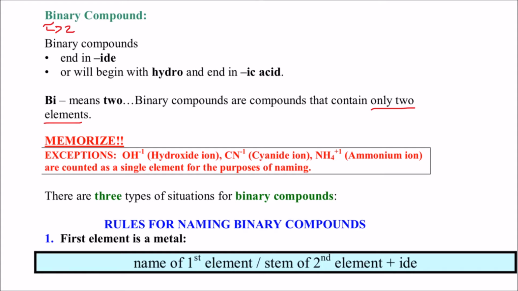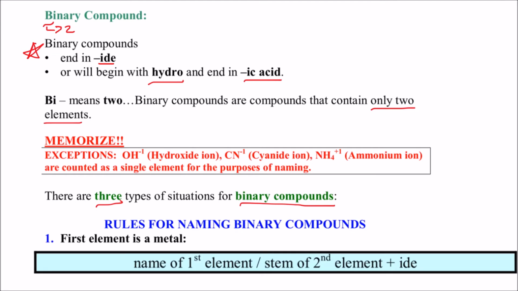Okay, and then here's kind of the rules for binary compounds. Every single binary compound will end with IDE, or it will begin with hydro and end with ic acid. There are 3 kinds of binary compounds that we're going to learn. In order to be successful in nomenclature, there's going to be a lot of memorization, and you're going to hear me say, here's the rule, never ever break it, except, and then I'll give you a situation in which you can break it.